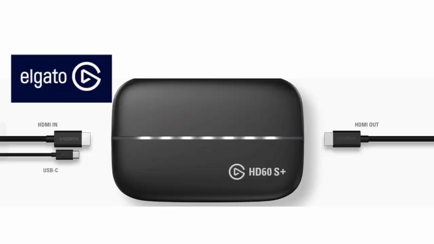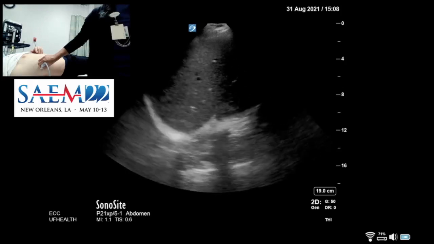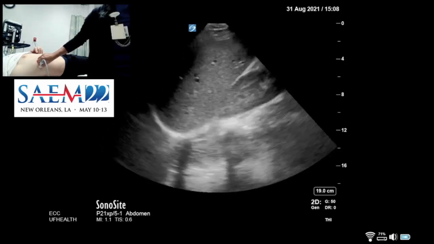This is from Amazon. It's called the Elgato HD60S Plus, and it retails for $180. So my son got to do some video gaming online with his friends, and I was able to use that for ultrasound education. This is just an example, but if you think about all of these video gaming technologies, they use all the same functionality.